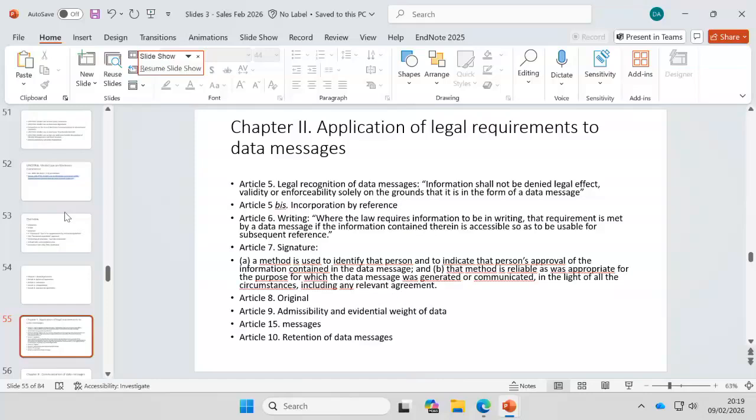Signature: a method is used to identify that person and to indicate that person's approval of the information contained in the data message, and that method is as reliable as was appropriate for the purpose for which the data message was generated or communicated, in light of all of the circumstances, including any relevant agreement.